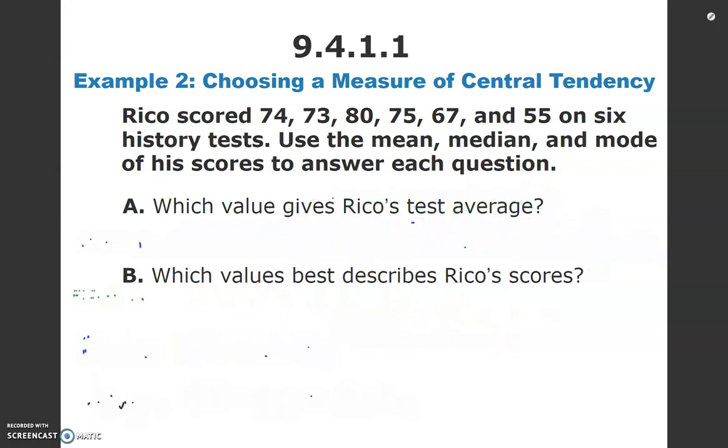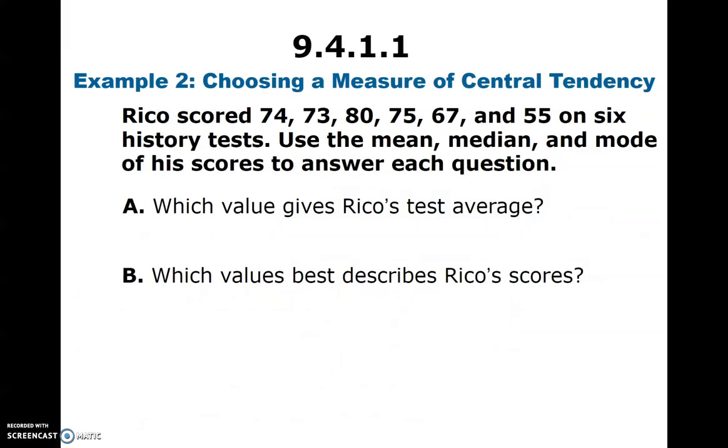Please watch the video about finding the mean and median using your calculator. So you can just type in the data set and your calculator will find you your mean and median. And that's actually what I'm going to do on this slide. So question A, we've got Rico scored 74, 73, 80, 75, 67, and 55 on 6 history tests. We want to use the mean, median, and mode of his scores to answer these questions.